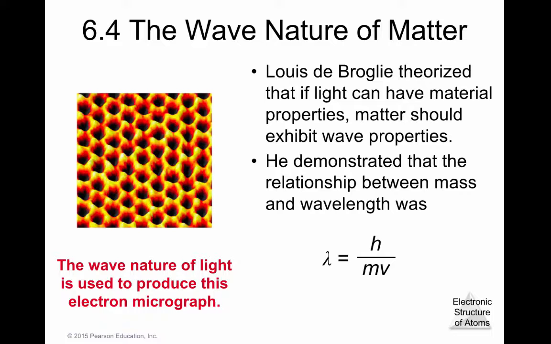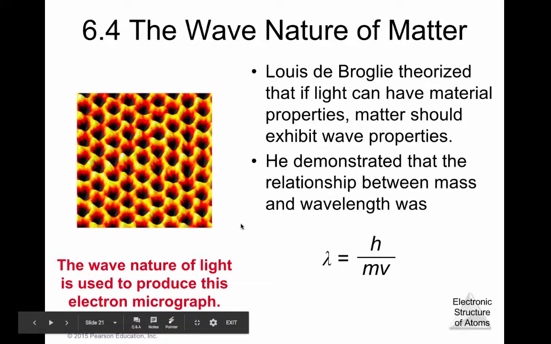And so through this equation, we're able to do things like this electron micrograph over here. So basically, if we take Planck's constant and divide it by our mass times our velocity, we should get a wavelength, or the wavelength that applies to whatever matter we're talking about.